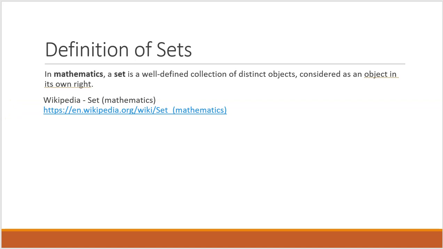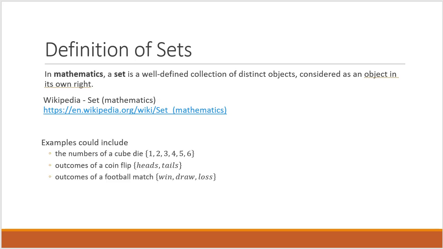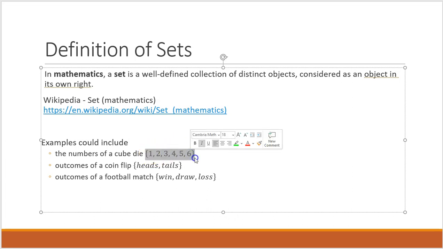Well, there were three I could think of. The most trivial one was the numbers of a cube die. So 1, 2, 3, 4, 5, and 6. Notice all of these possible outcomes: if we throw a cube die, it could land with any one of these numbers facing upwards. So all of these numbers put together and described in this curly bracket, that's a set.